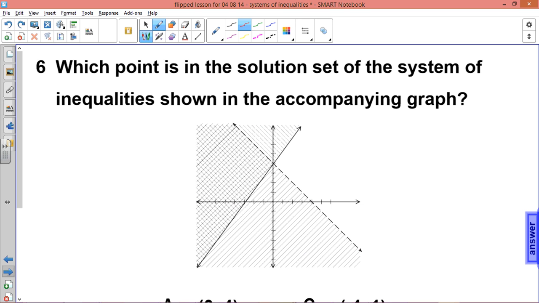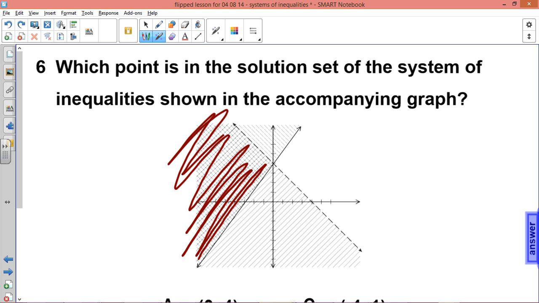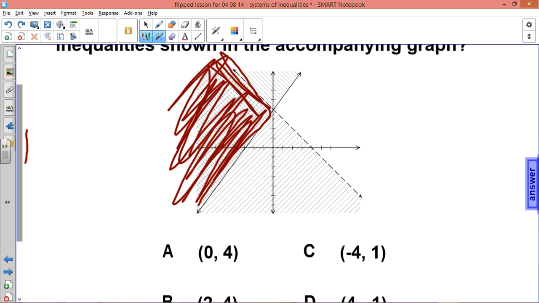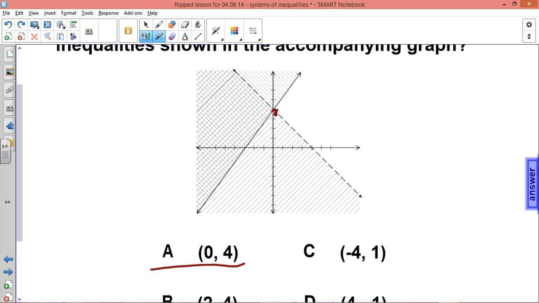Next, a different kind of question you might be asked. Which point is in the solution set for the system of inequalities shown in the accompanying diagram? What that's asking is which point is somewhere in here. Here's the solution set. All of the solutions are in this overlap right here. Which of these points is there? Well, let's try them one at a time. 0, 4. Start off 0, I go up 4. Right there, that does not look like it's a valid one, because notice this line right here is dashed. So that is not going to be a solution.